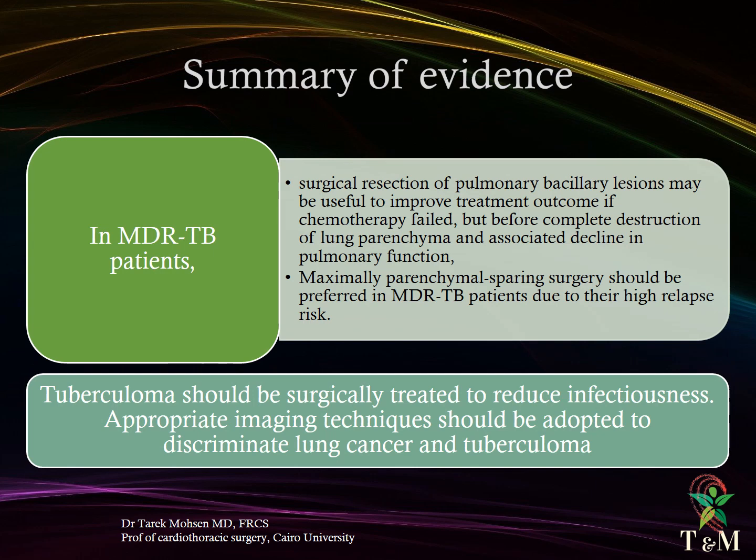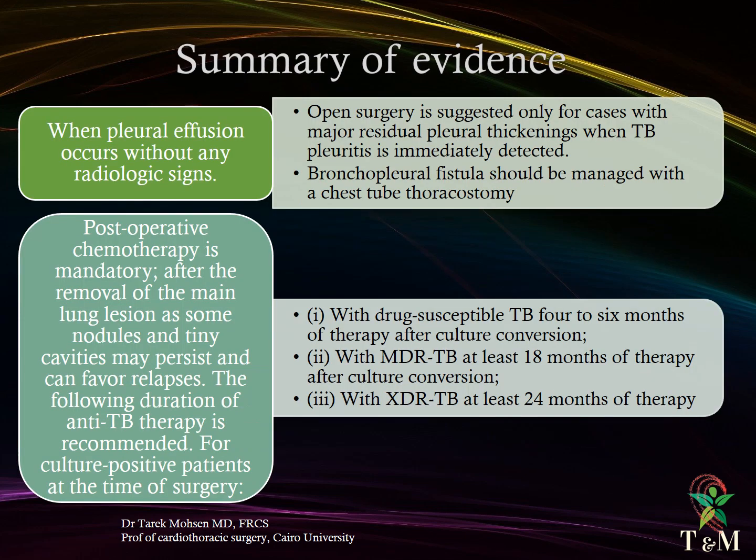In multi-drug resistant TB patients, surgical resection of pulmonary bacillary lesions may be useful to improve treatment outcome if chemotherapy fails, but before complete destruction of lung parenchyma and associated decline in pulmonary function. Maximal parenchymal-sparing surgery should be preferred in multi-drug resistant TB patients due to their high relapse risk. Tuberculoma should be surgically treated to reduce infectiousness. Appropriate imaging techniques should be adopted to discriminate lung cancer and tuberculoma. When pleural effusion occurs without any radiological signs, open surgery is suggested only for cases with major residual pleural thickening when TB pleuritis is immediately detected. Bronchopleural fistula should be managed with a chest tube thoracostomy.